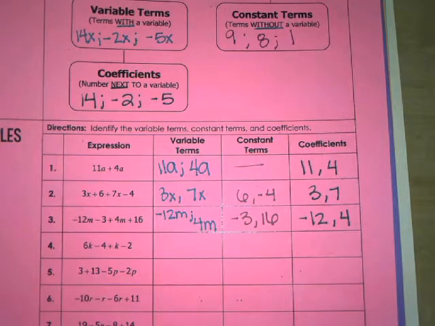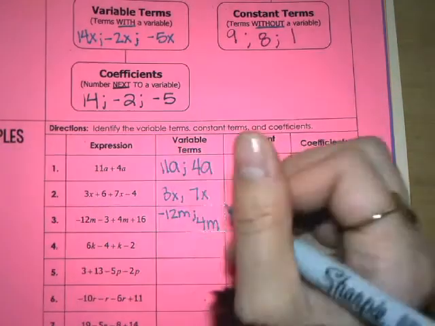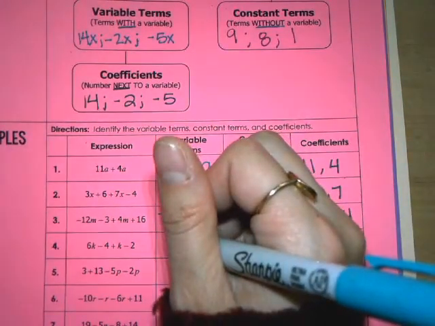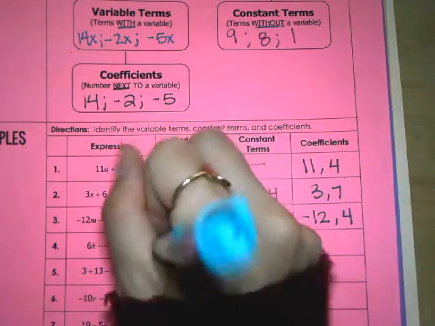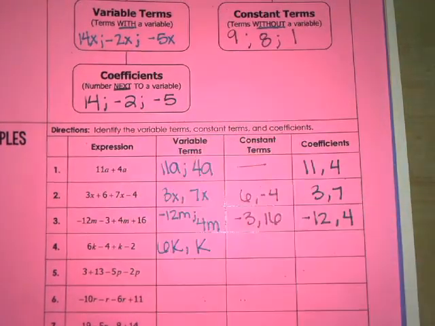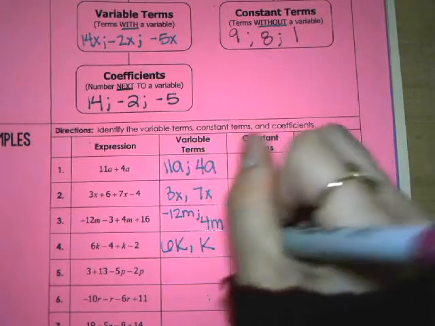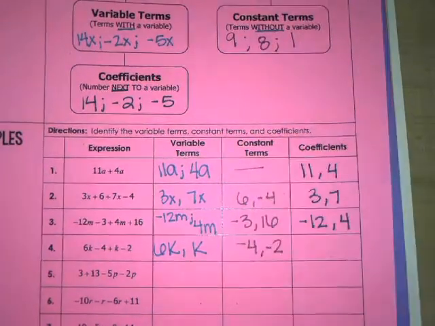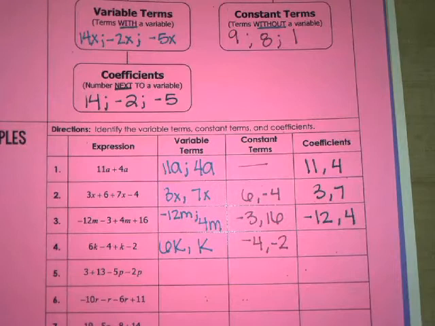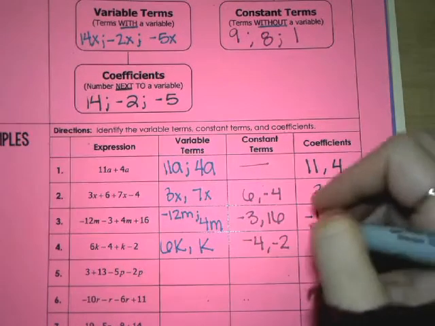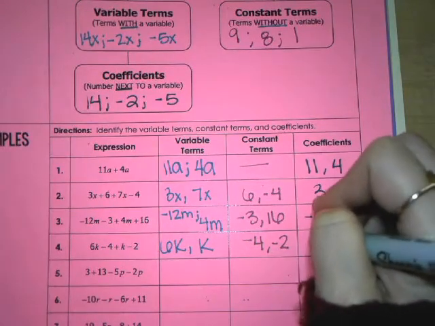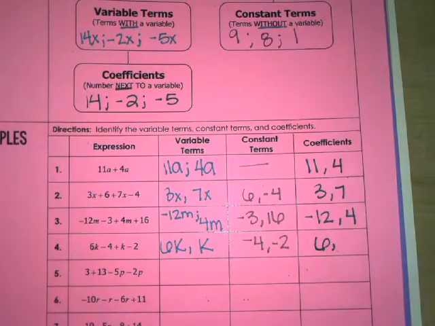What are the variable terms? We're on number 4. That 6K and K. 6K and K. Good. What are the constants? Negative 4 and negative 2. Number 5. What are the coefficients? 6, and? 2, nope, sorry.